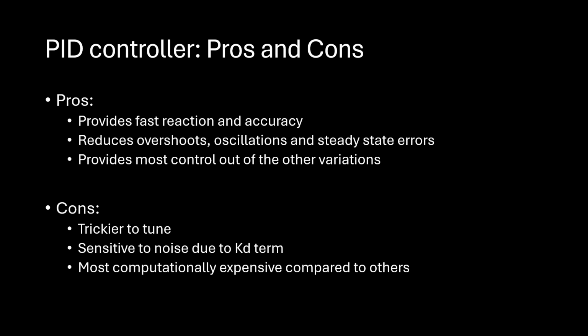It's sensitive to noise due to the KD term, so be careful of KD. It's also the most computationally expensive compared to the others. Of course PID having three parameters is going to be more computationally expensive as compared to PI or PD controllers. And to be fair, in modern computing this actually isn't really a big deal, because most small microcontrollers can happily do PID control for you.